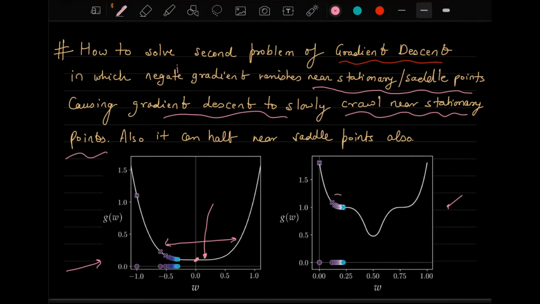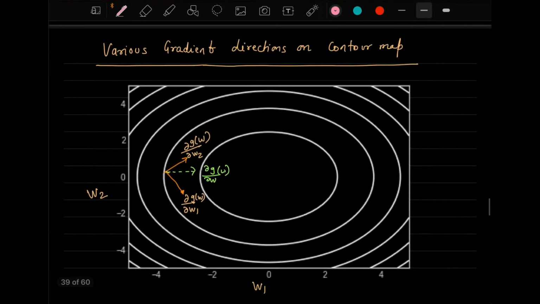And in this situation you have saddle points, and in this particular situation where you have saddle points, also it is not crawling beyond this point and it's not going here. So these are the 2 points that we already discussed. So let us see how we can solve these problems.